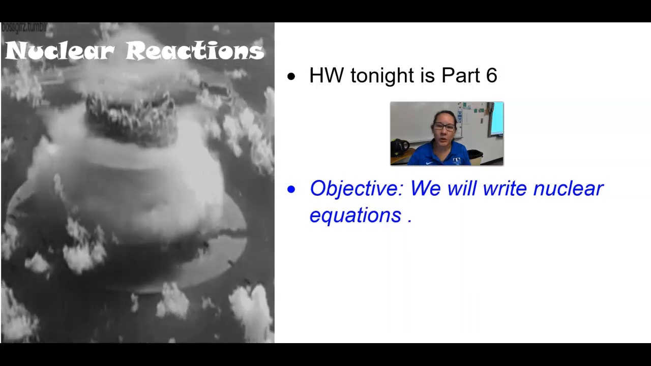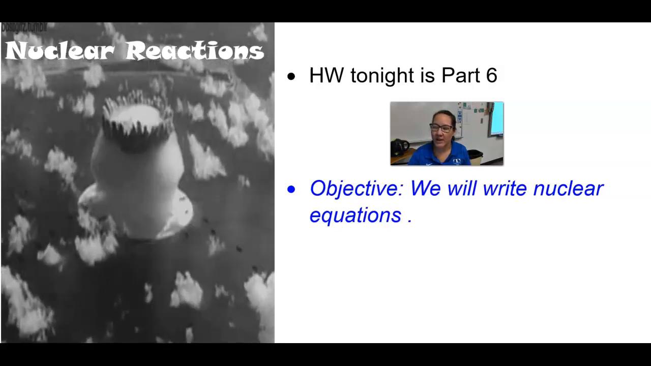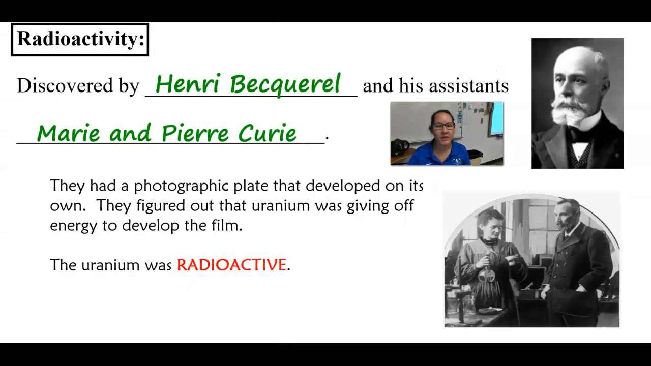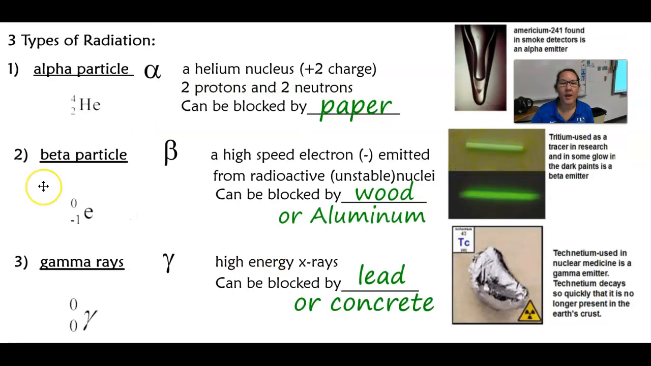Now we're going to focus on nuclear reactions, and the objective today is to be able to write nuclear equations. Radioactivity was discovered by Henri Becquerel and his assistants Marie and Pierre Curie. They had a photographic plate that developed on its own. They figured out that uranium was giving off energy to develop the film. The uranium was radioactive. There are three types of radiation that we're going to focus on.